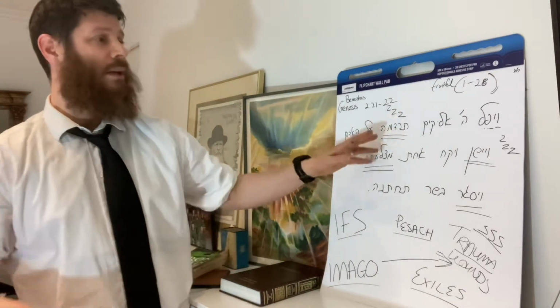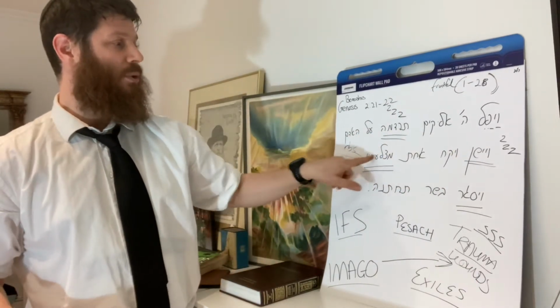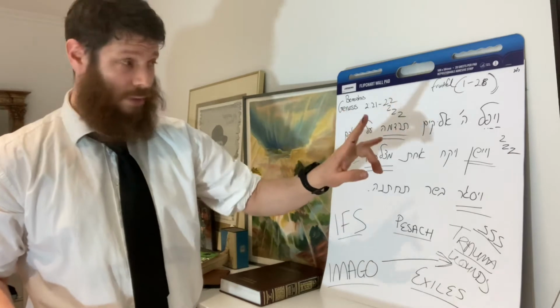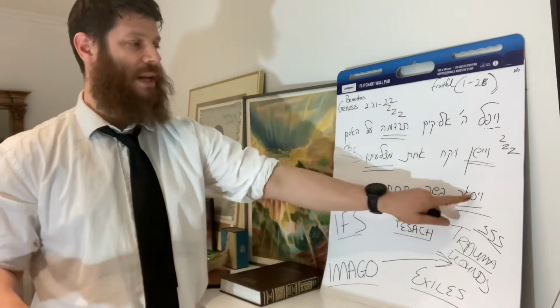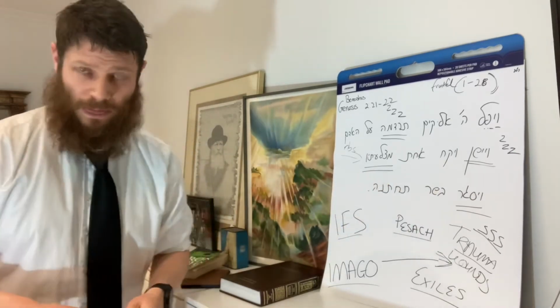So coming back, Hashem took one of the ribs from man, Vayiskor basar tachtena, and then he closed the flesh over it.